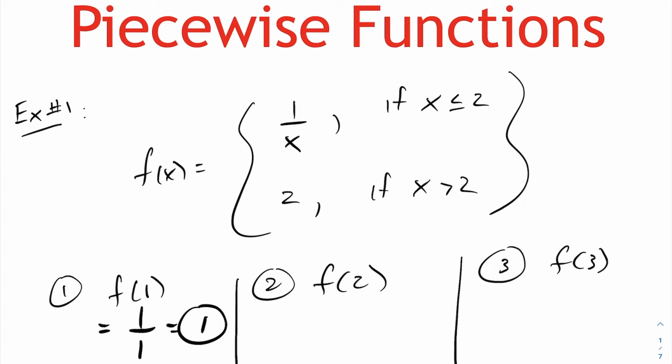Continuing on, now we look at f of 2. Now f of 2 is not in this condition here, right? 2 is not greater than 2, but 2 is less than or equal to 2. So this interval contains the value of 2, in which case we're going to do the reciprocal function again, and this will be 1 over 2.